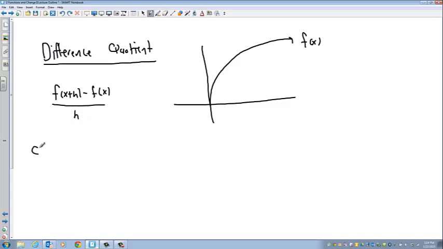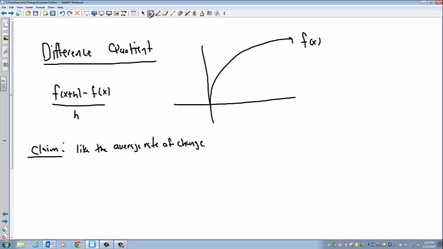And I claim that what this actually is, that this is just a generalization of the idea of average rate of change. So this is just like the average rate of change. It's just hidden in the formula. So this is my claim. It's like the average rate of change.